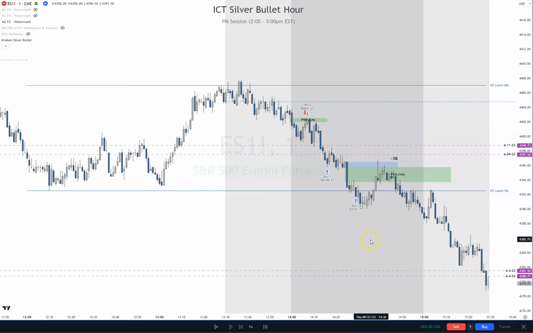Okay, so that is your silver bullet setup for the PM session on September 21st using the Kraken Silver Bullet Indicator.